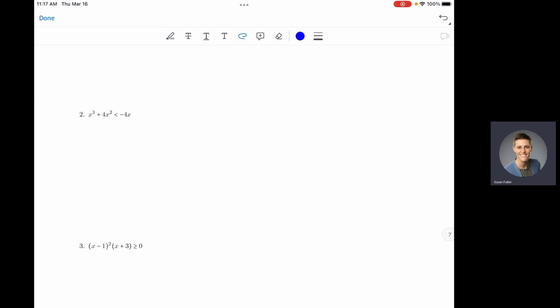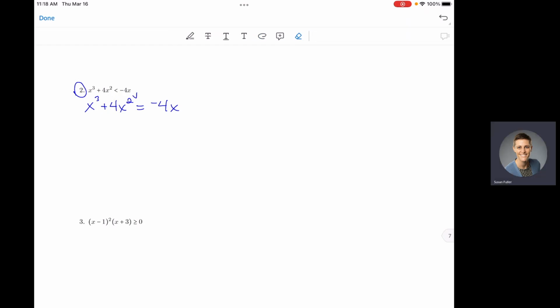That one was factored for you. I wanted to do number 2 here so that you could see one where you had to do some factoring yourself. So let's start with number 2 here. So the first thing we're going to do is change our inequality symbol to an equal sign. So we'll have x to the third plus 4x squared equals negative 4x. Just change the inequality sign here to an equal sign, and we're going to solve the equation first.